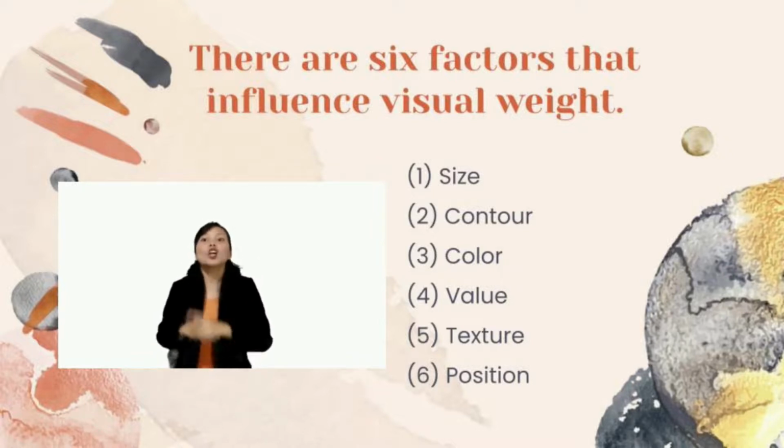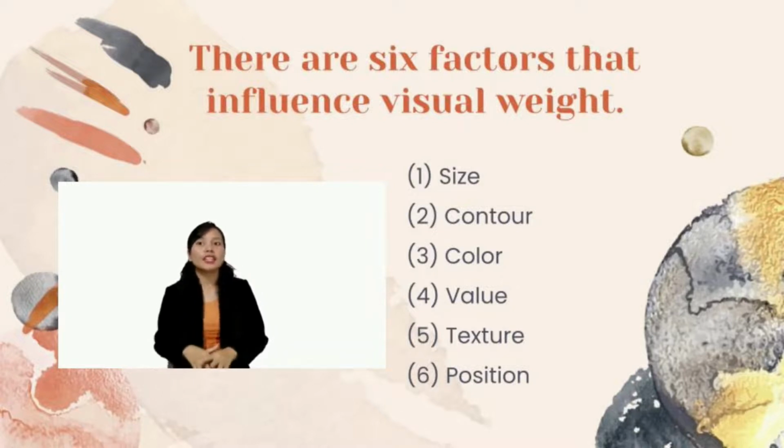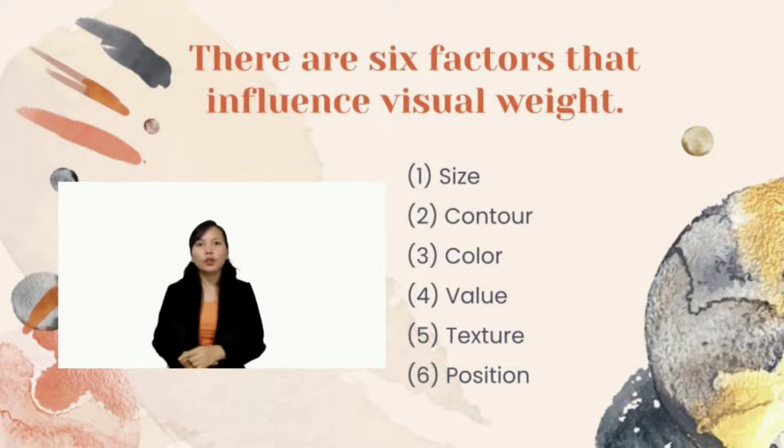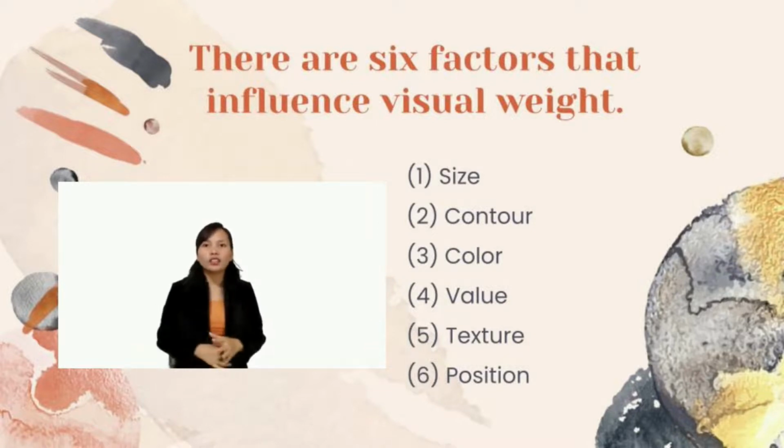Next will be the contour, in which there is an object with a complicated contour that seems heavier than the other one with a simple contour. Next will be the color. So in the color, there are high intensity colors that have the most visual weight.